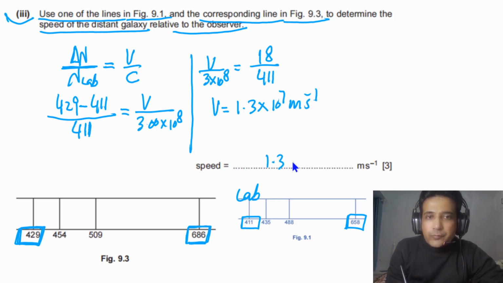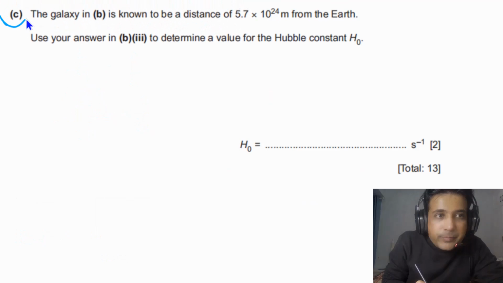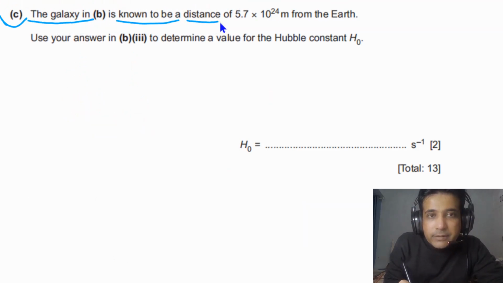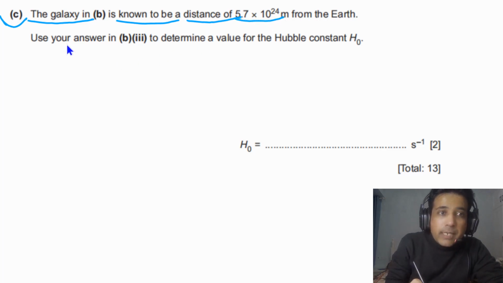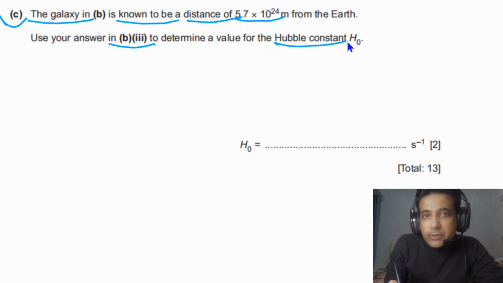So this is how you need to calculate. The important point is that this wavelength is the wavelength in the lab. You have to be very clear with this one. For part C, it is given to us that the galaxy in part B is known to be at a distance of 5.7 times 10 to 24 meters from us. Use the answer in B3 to determine a value for the Hubble constant h0.